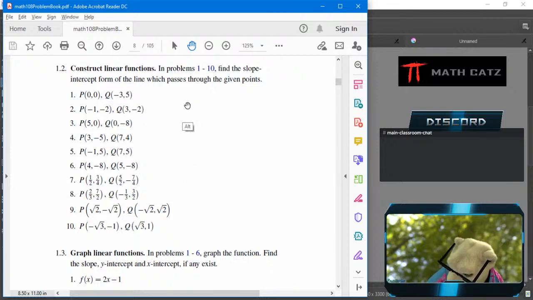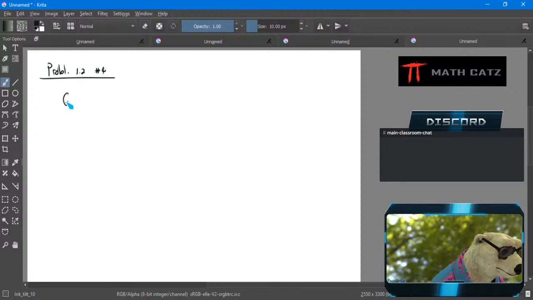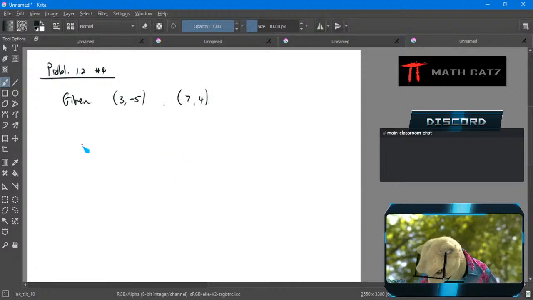So again, I just have different information. I want to do the same thing. Number 4, I have 2 points, 3, -5, 7, 4. So I'm given 3, -5, 7, 4. Let me just double check. I did read it just now, but so easily I can mix it up.